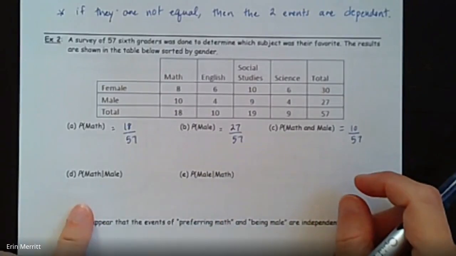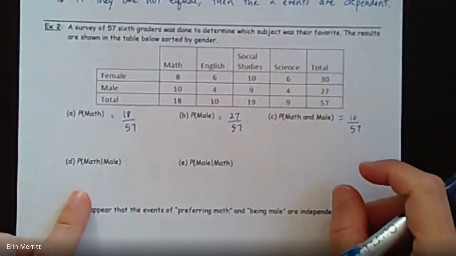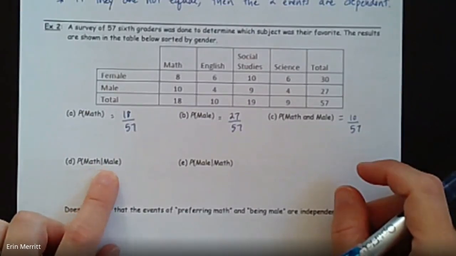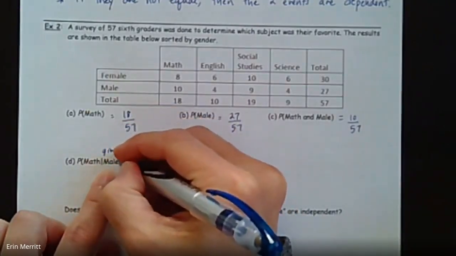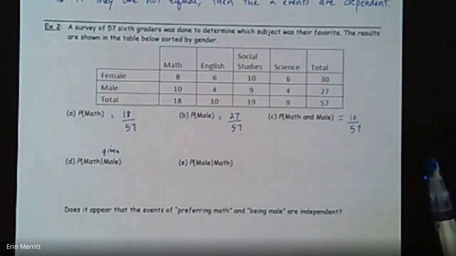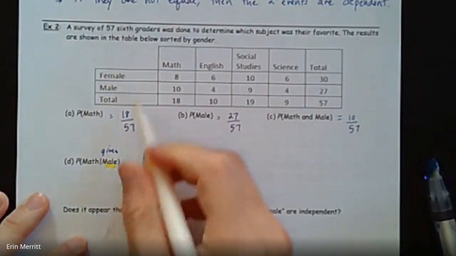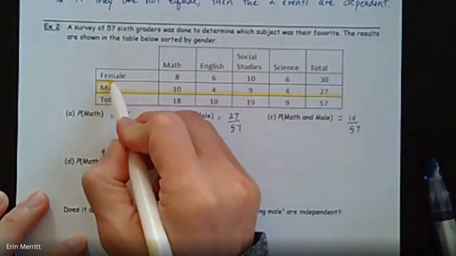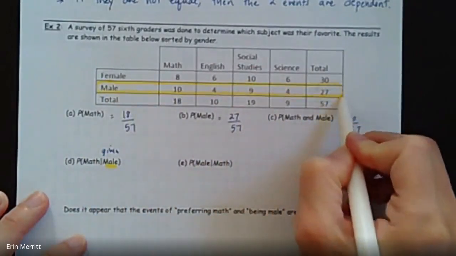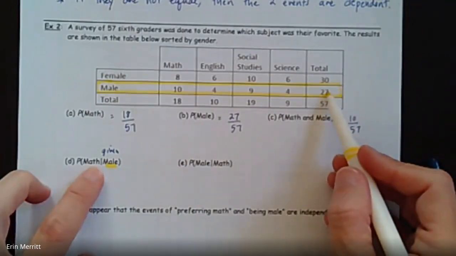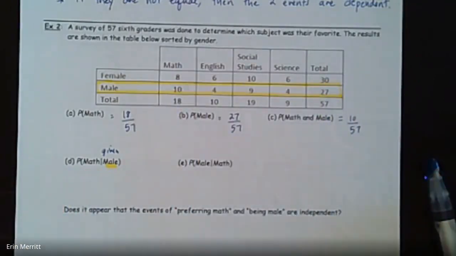Easy. Now here comes the conditional probability, which we did the other day. What's the probability that you like math given that you're a male? Remember that that word means given. In this case, the easiest way to do this would simply be to look at the male subset. So I'm going to come up here and use my handy dandy yellow marker to highlight the male subset. If those are all the males, there's 27 of them. How many like math? 10. So it's 10 out of 27.